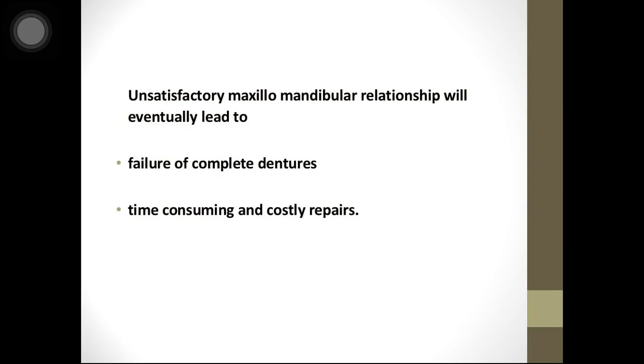Unsatisfactory maxillomandibular relations will eventually lead to failure of complete dentures and time consuming and costly repairs, because jaw relation records lead to tooth setup, and adequate tooth setup is necessary for adequate functioning of dentures, both in the region of maintenance of stability, support and retention, and the aesthetics of the denture as well.